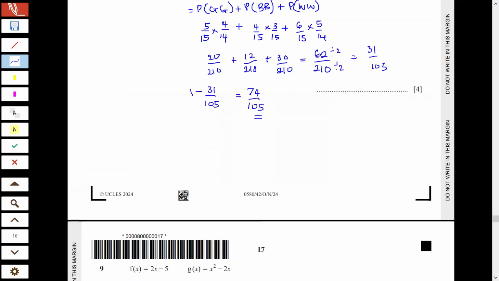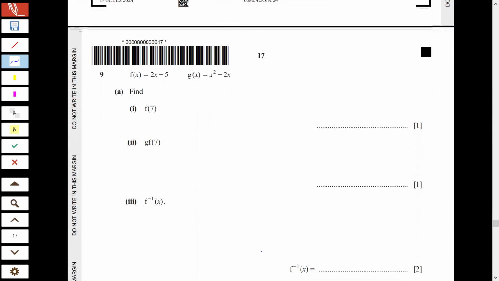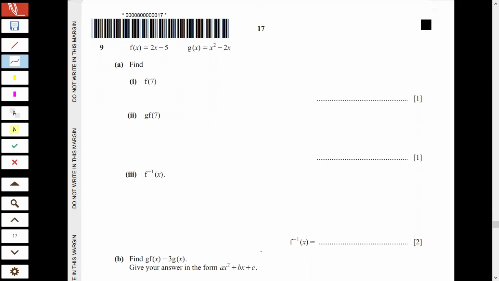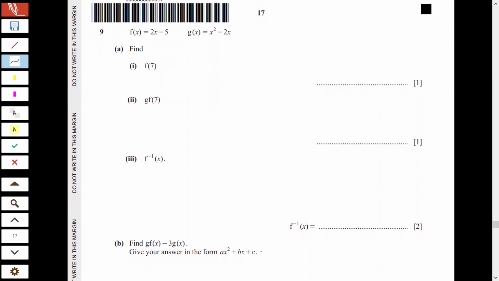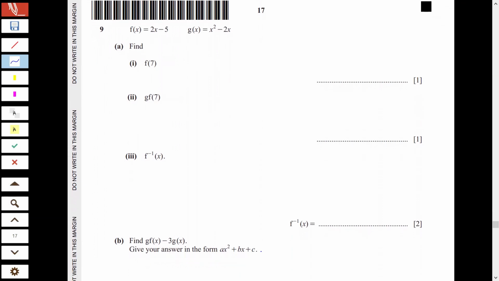So that's it. The next question, question 9: f of x equals 2x minus 5, g of x equals x squared minus 2x. Find f of 7. Okay, f of 7 is simply substituting the value of 7 into the function f of x. Then we have f of x as 2x, so I'll replace x with 7, minus 5. This is 14 minus 5. The answer here is 9.